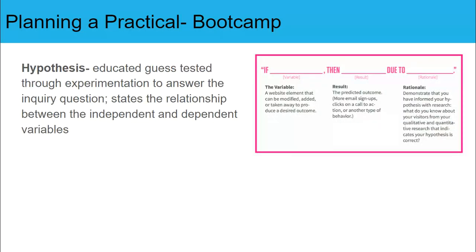Remember, our inquiry question is what we're going to investigate. And for our hypothesis, we're looking at an if, then, because, or due to kind of statement, looking at the variables we want to test and what we want to measure.